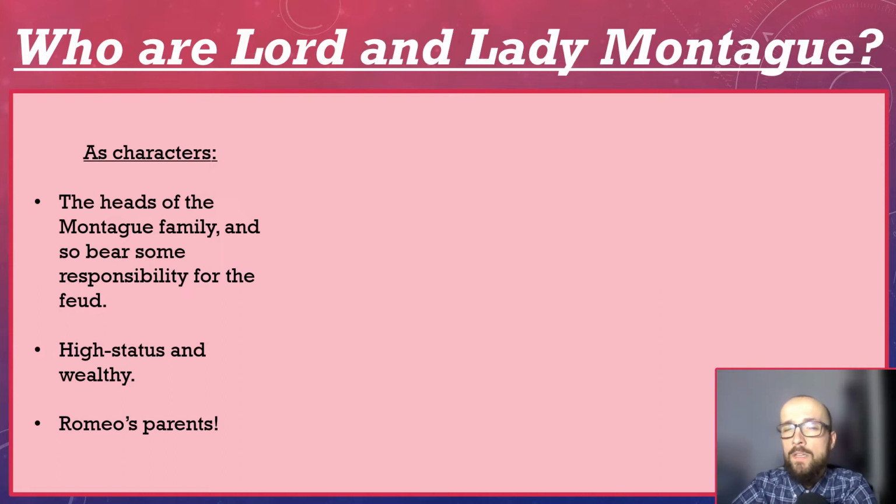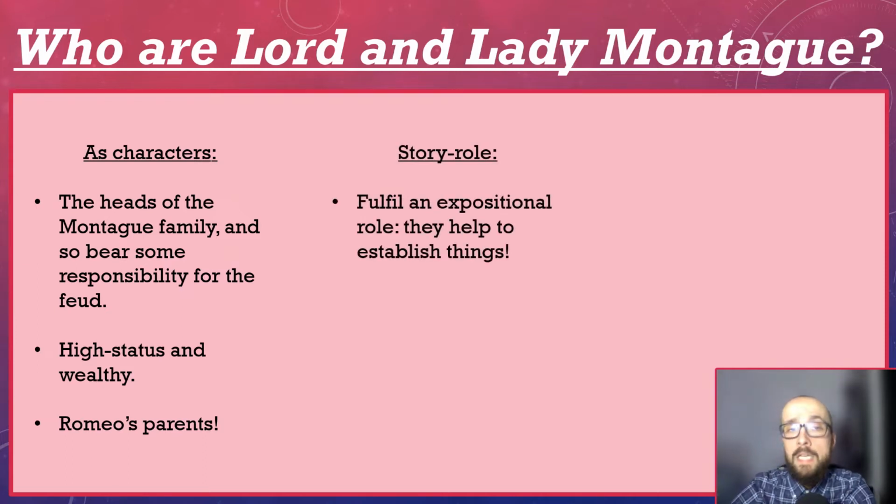Now, Lord and Lady Montague don't actually appear that much in Romeo and Juliet. Indeed, they're only present in 3 scenes, and so thinking about their story role is a bit tricky. Remember, when we talk about a character's story role, we're thinking about how a character helps to progress the plot or how they hinder it. So, I've been doing some thinking, and I reckon that you could say that Lord and Lady Montague fulfill an expositional role. We meet them early on in the play, and they help to establish not only the feud that exists between their family and the Capulets, but also the misery that consumes Romeo at the beginning of the play, something that we will discuss in greater detail in just a bit.